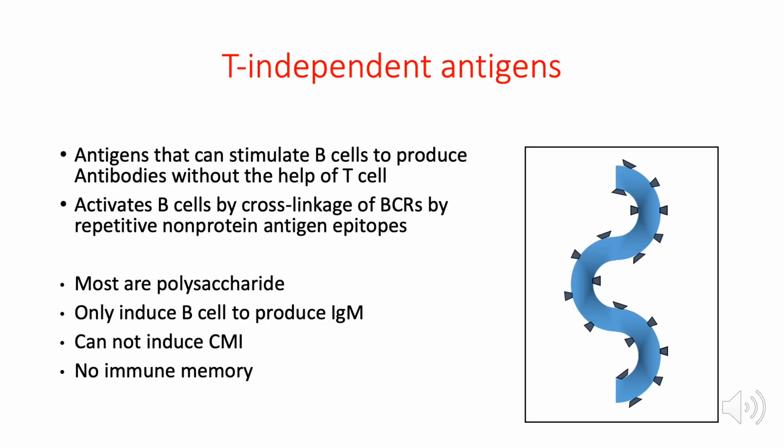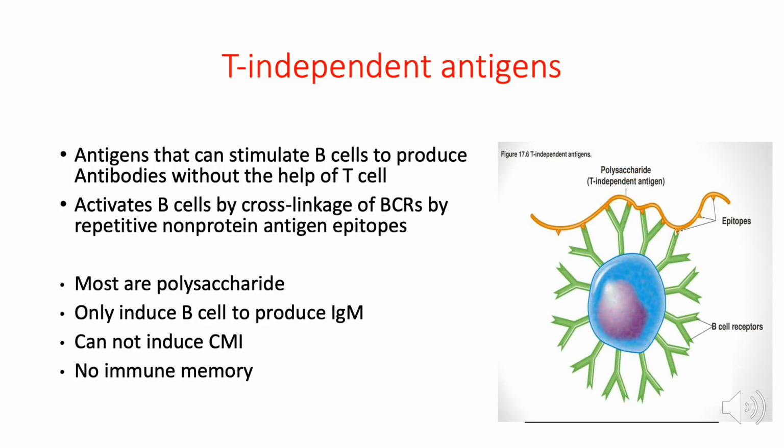And they are named T-independent because they don't need the T helper cells to activate the B cells to become plasma cells and produce antibodies. So how do you think these T-independent antigens can activate B cells without the help of T cells? They will just simply what? Since they have repeating subunits or epitopes, these epitopes will bind to the surface immunoglobulins present in the B cell.